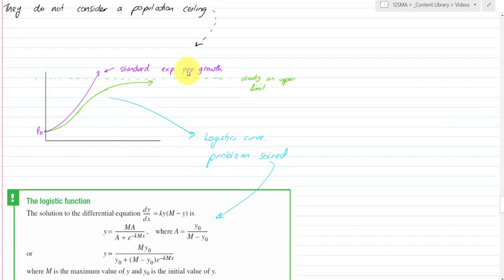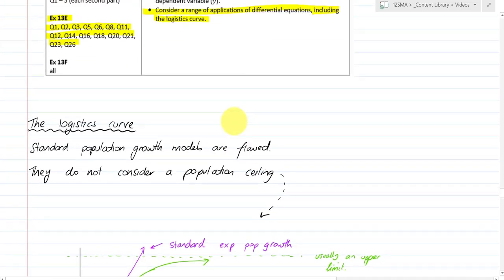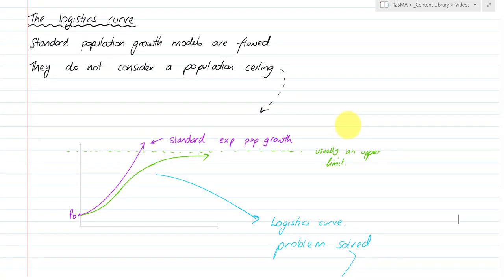The logistics curve. The standard population model looks like this purple one, and you can see that it's just growing and growing. But we know that at some point there's going to be some moment where there's just too large a population. A really common example of this is a population of animals on an island, and it gets to a point where the island just can't sustain that population, so the population starts to stagnate and hit a natural limit or a natural maximum.